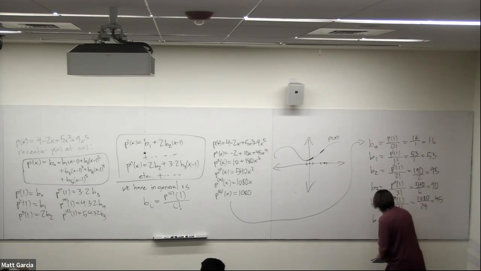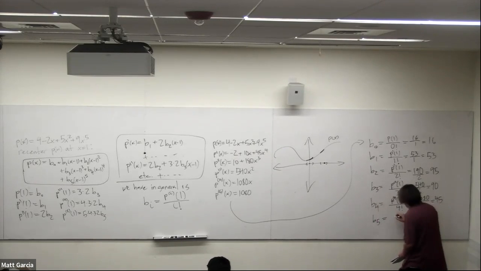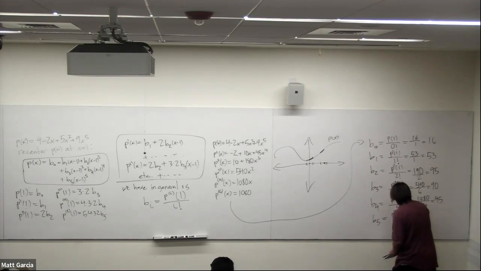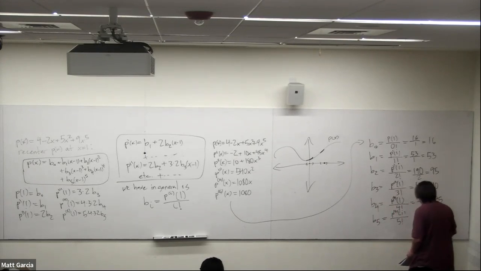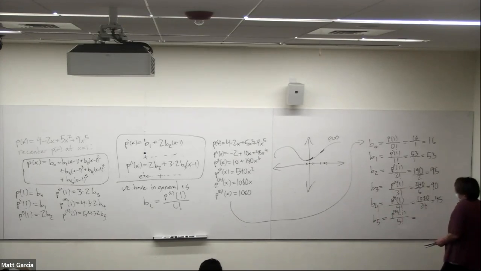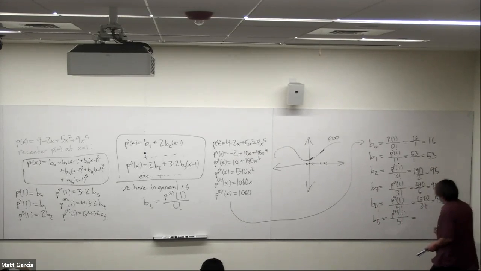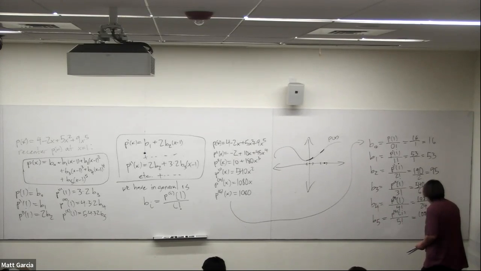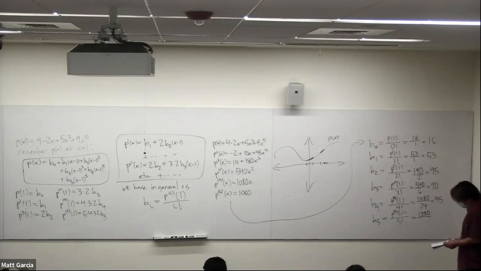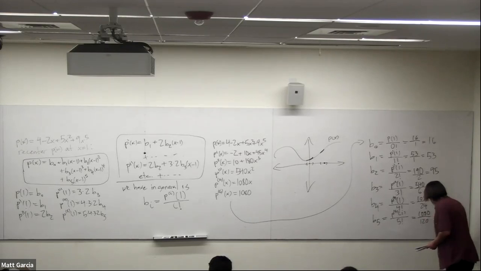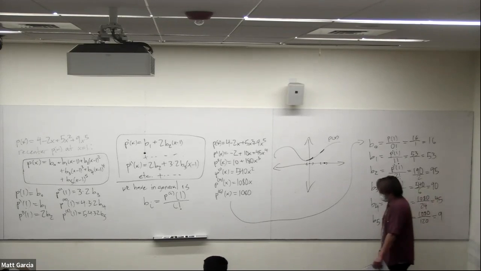And finally, the fifth derivative of p evaluated at 1 divided by 5 factorial. Well, the fifth derivative is constant, so we get 1080 again in the numerator. Divided by, what's 5 factorial? 120. Which just gives us 9. Okay.